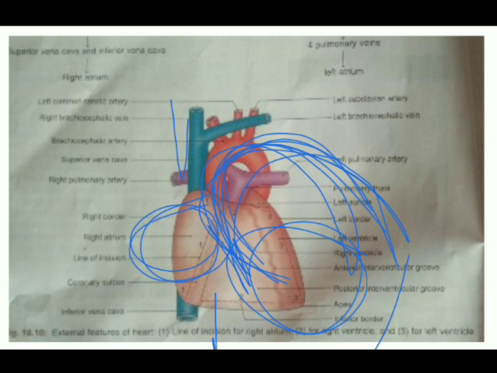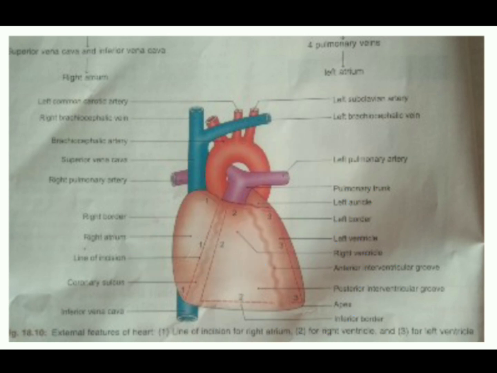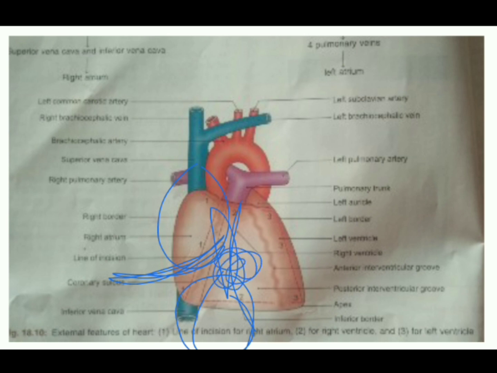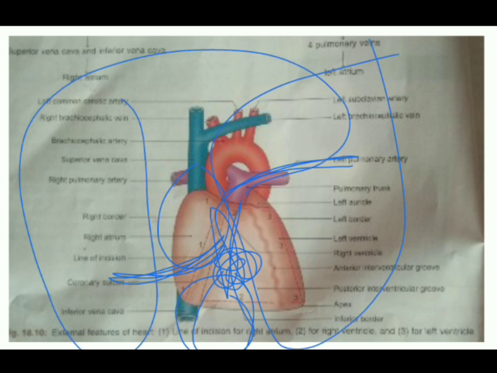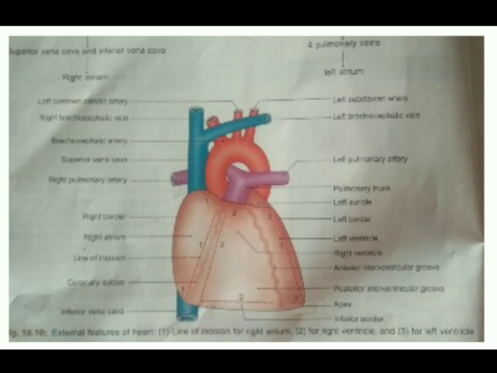From your right atrium, your pulmonary circulation starts. From the right atrium, through the tricuspid valve, it enters the right ventricle, and through the pulmonary valve, it goes into the pulmonary arteries and then to the lungs. There the blood is oxygenated and comes back through the pulmonary veins.